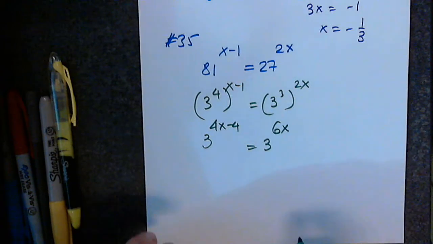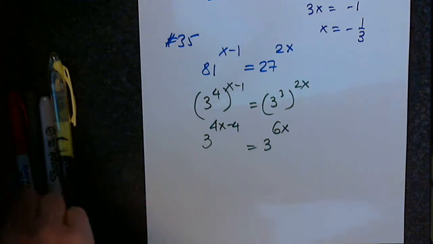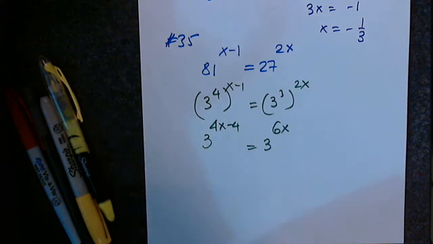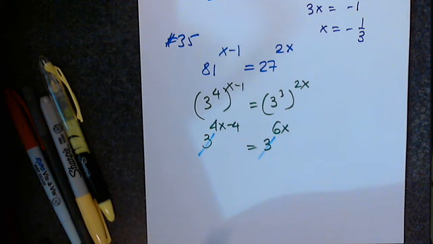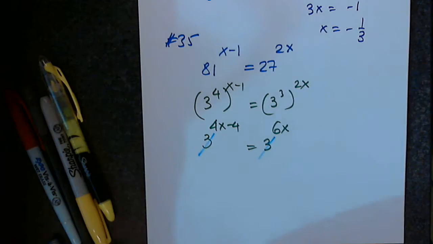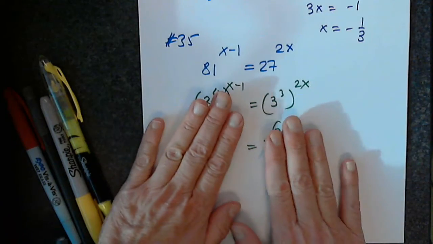6x. I don't want to see this. This is terrible. I don't want to see you do this. This is not what I'm doing. I'm not simplifying the bases from both sides. That will be terrible. The knowledge or the thought behind this is this.